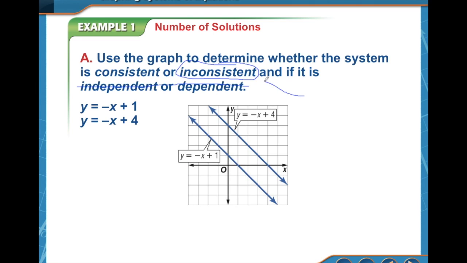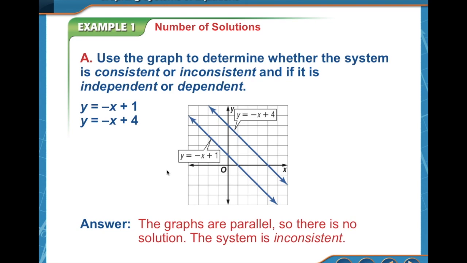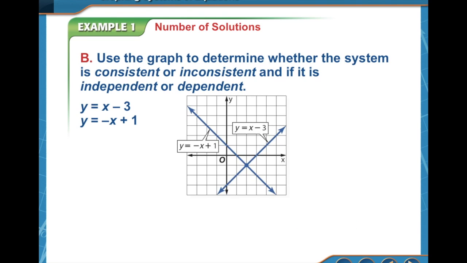We'll just say one thing, and that is inconsistent. Let's double check that. There we go. Since these graphs are parallel, there is no solution, so the system is indeed inconsistent. Now let us look at example 1b.